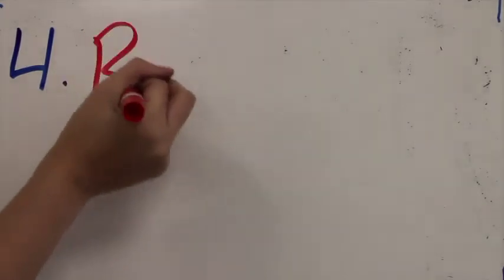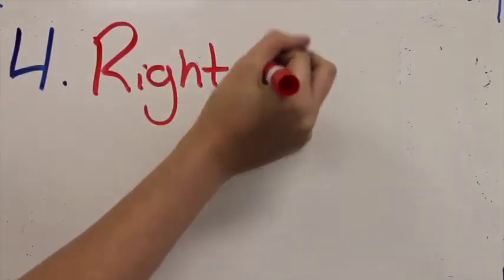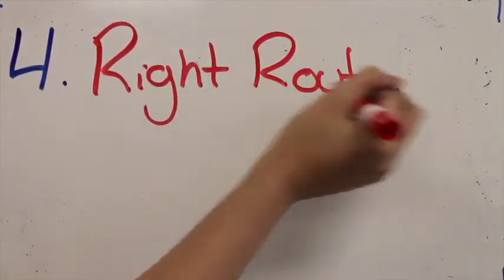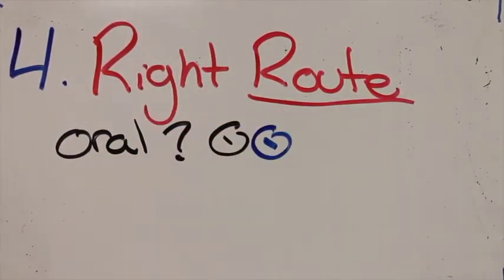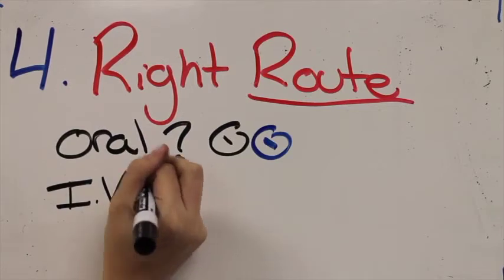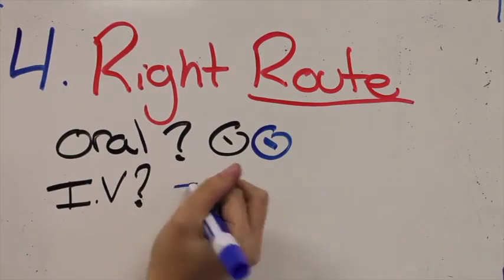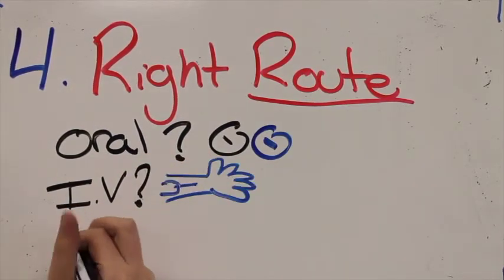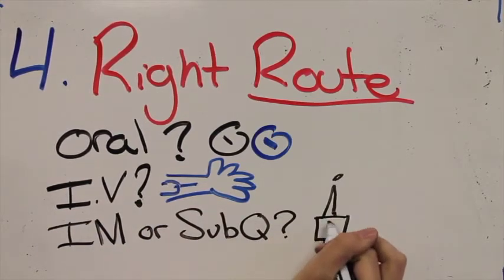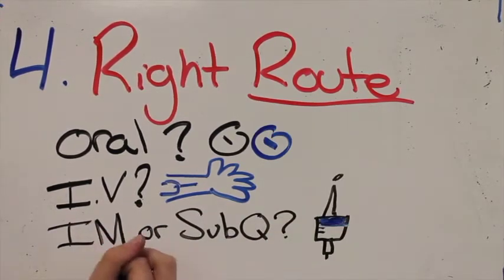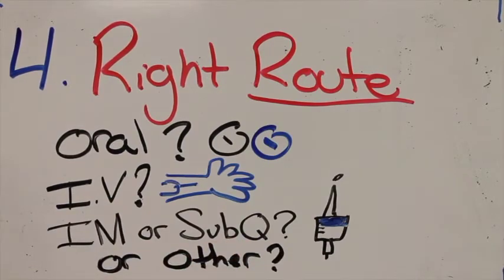The fourth right of medication administration is the right route. For this, you need to make sure that the person is receiving the right medication by the right way. Is it oral? Is it via IV? Is it subcutaneous? Is it intramuscular? Is it another form? Does it need to be crushed? Can it be crushed? How are you giving this medication?